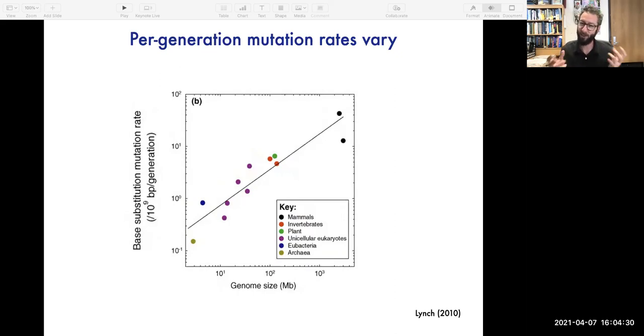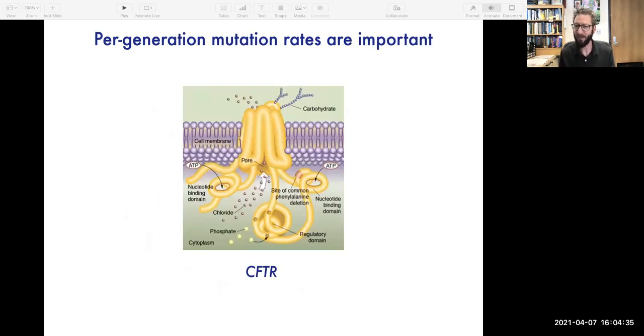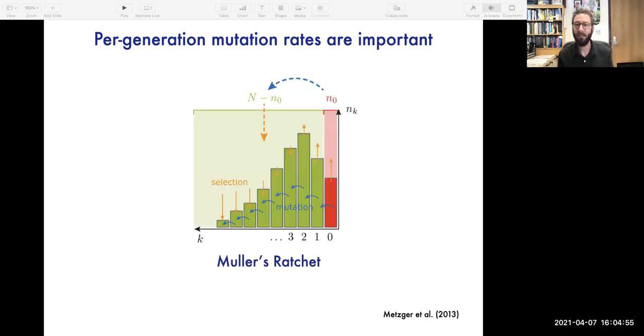So mutation rate is a trait that varies among species, and of course it's also an important trait. So here's just some reasons why it's important. It's important for disease. The gene CFTR, mutations in it cause cystic fibrosis. There's over 1,000 known mutations in this gene that cause different forms of cystic fibrosis. So understanding mutation is important for disease. Understanding mutation is important to understand why sex is maintained. So lots of theories about sex, and in particular ones that invoke Muller's ratchet, basically are invoking mutation as a cause for the advantage of sexuality over asexuality.